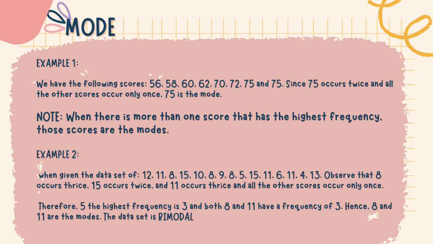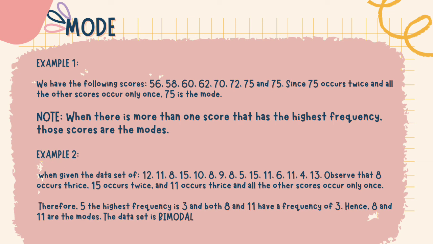Take a look at example number 1. We have the following scores: 56, 58, 60, 62, 70, 72, 75, and 75. Since 75 occurs twice and all the other scores occur only once, 75 is the mode. We need to remember that if there is more than one score that has the highest frequency, then those scores are the modes.